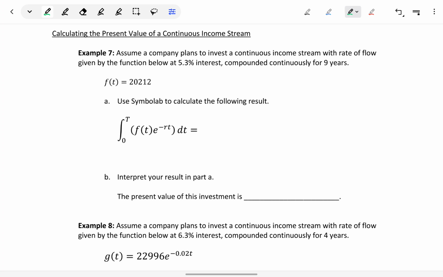We need to pay careful attention to the fact that this formula has two different t's in it. We have a capital T and a lowercase t. Capital T represents our time, which in this case will be 9 years. Lowercase t is the variable that we're integrating with respect to. The other values in this formula will be f of t, which in this case is this constant function that we're given, and the value r, which is our interest rate.